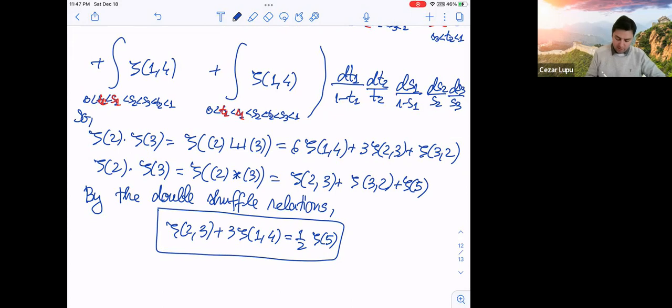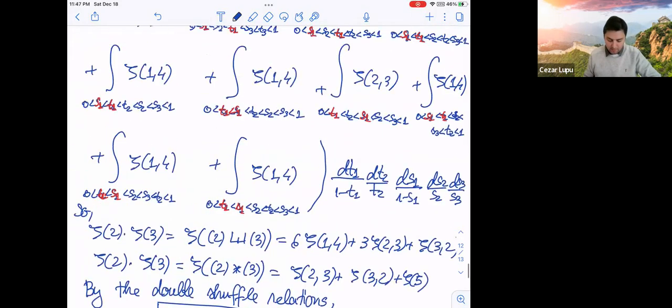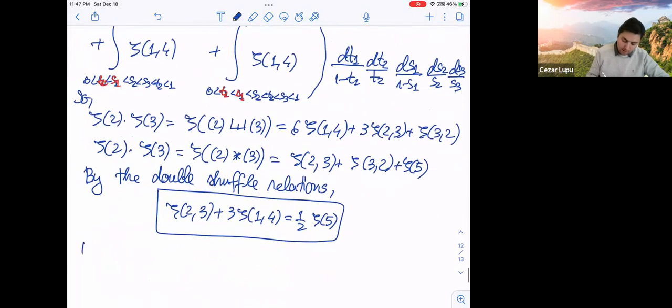All right, so this is what happens when we multiply in weight five two single zeta values. But then I have one more example, and I think I will stop after this. Example number four, I'm just gonna write it directly. I've done all the computations. So what if we multiply zeta of 2, a single zeta, with a double zeta value, especially because zeta of 1,2 is zeta of 3.